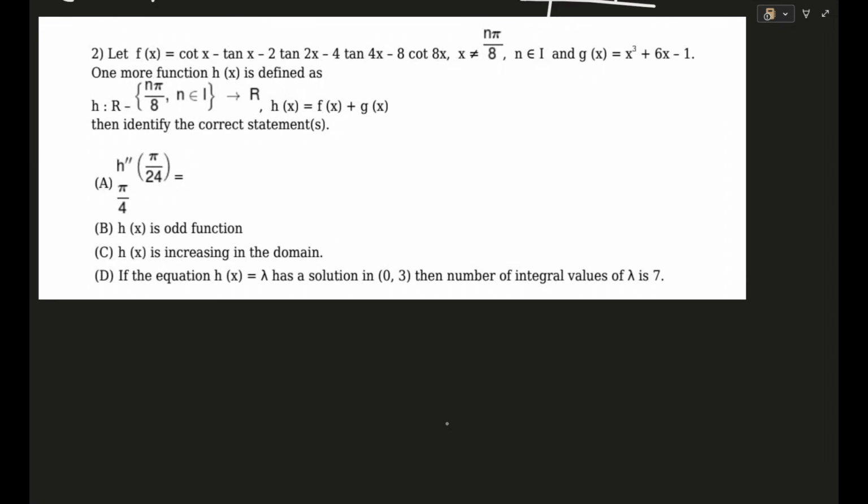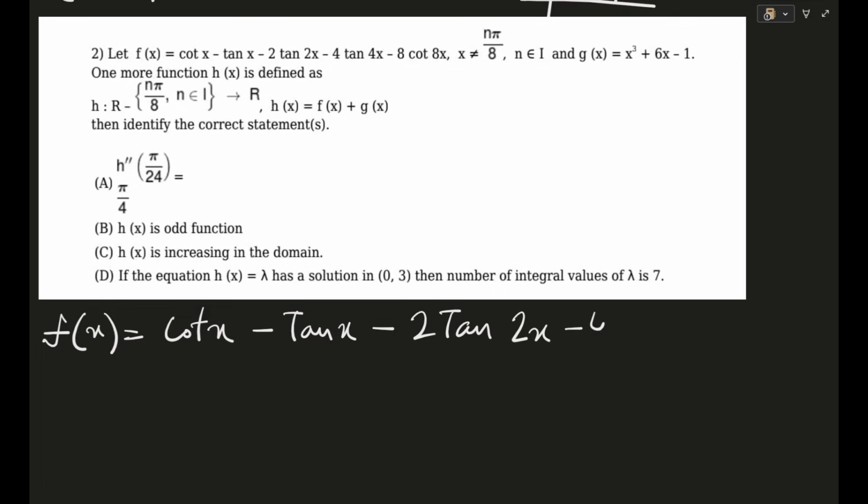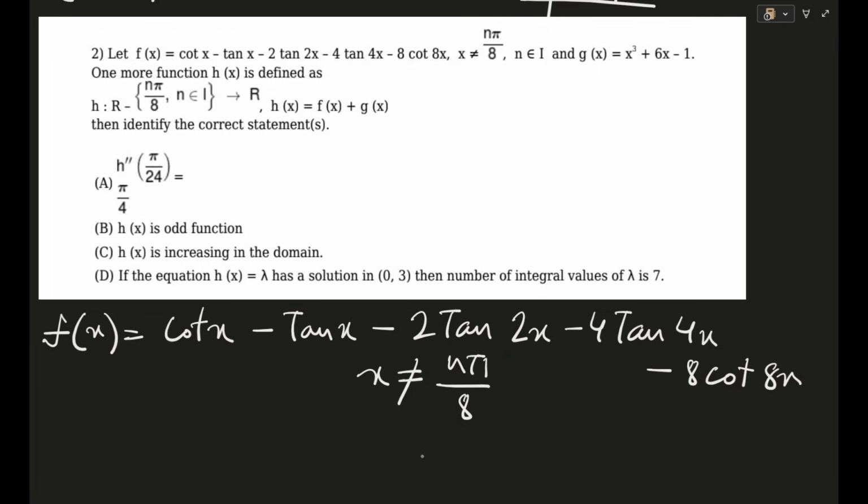They have given a g of x, and we have to identify a few things regarding them. Okay, so first thing, we write down f of x once. It is given to be equal to cot x minus tan x minus 2 tan 2x minus 4 tan 4x minus 8 cot 8x, and they have obviously given that x does not belong to n pi by 8. Very obvious, this should be given, right?